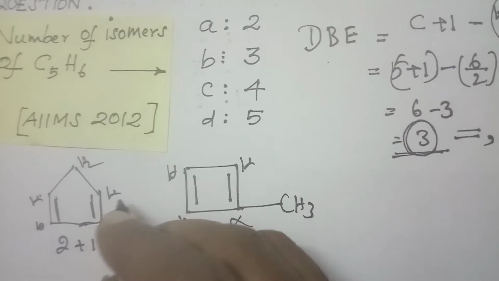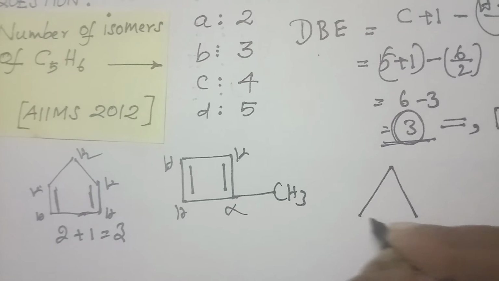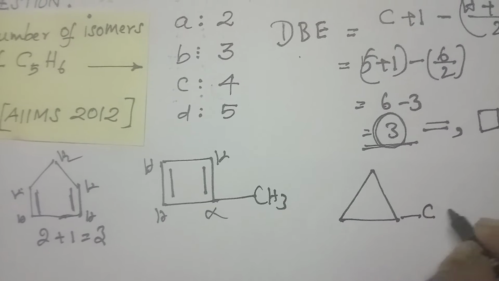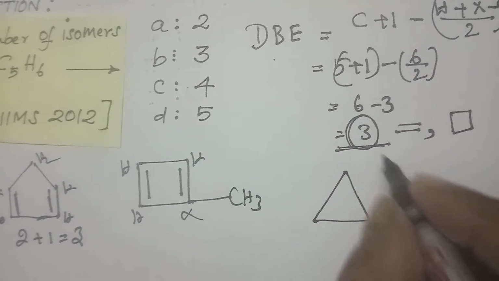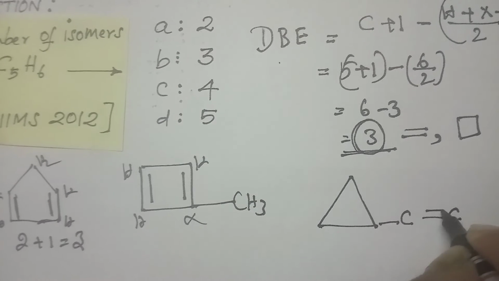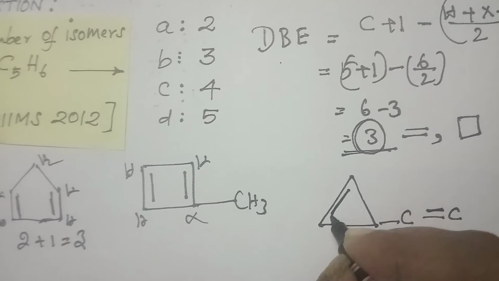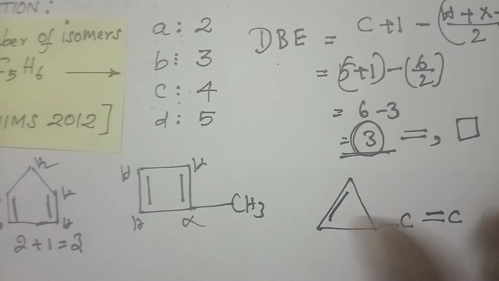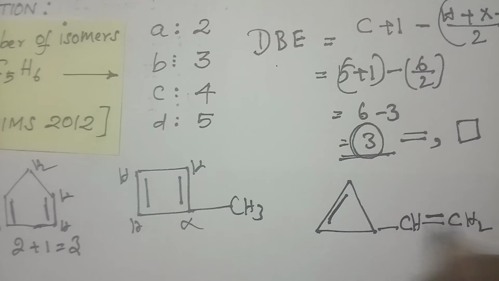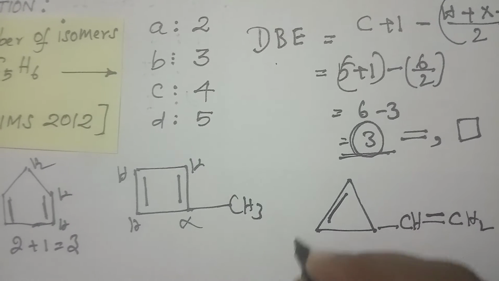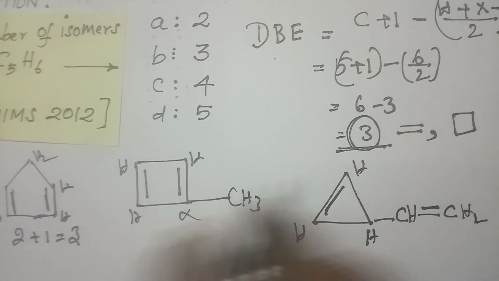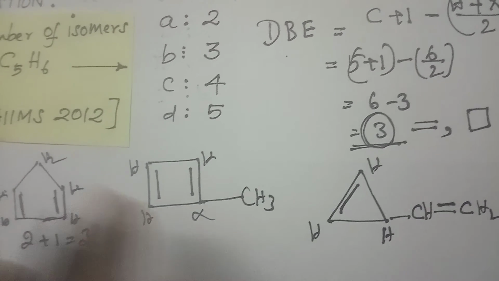Again go to the 5 carbons. I am putting the ring with 3 carbons, and the total carbon is 5. Next we need the double bond, because unsaturation should be 3. So here I put 1 double bond, 1, 2, and the ring makes 3. So 3 unsaturation is ready. Complete the valency. Now find out the hydrogen: here 1, here 1, here 1, so 2, 3, 4, 5, 6. So these are the possible structures for this formula.